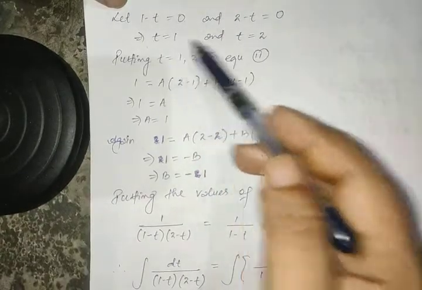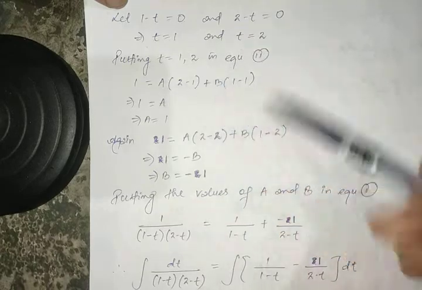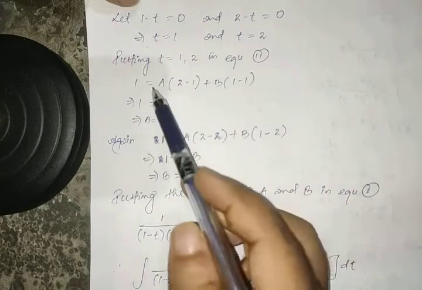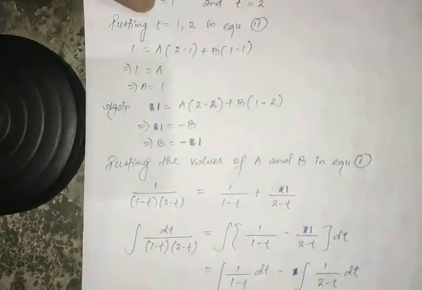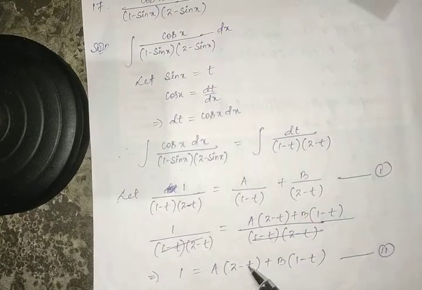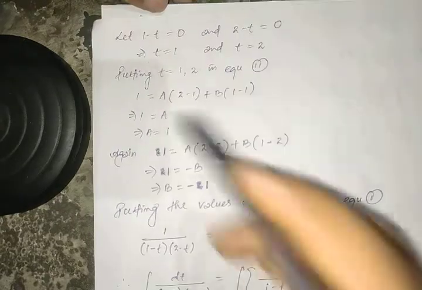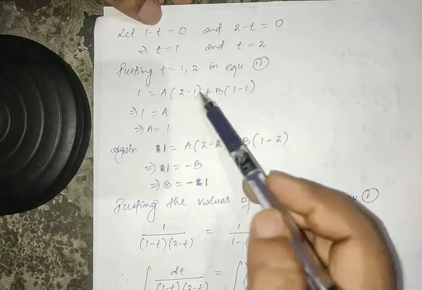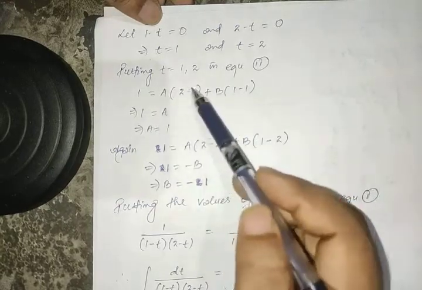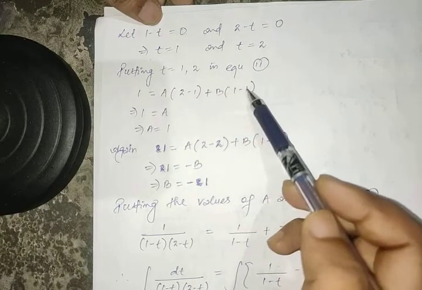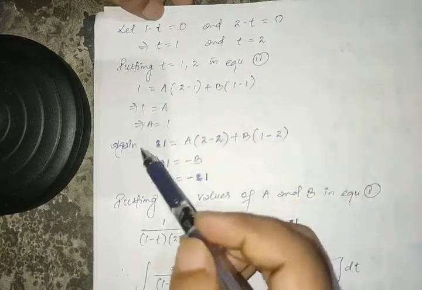So now we'll put the values of t in equation 2. So first let us put for 1. Putting t equal to 1, what we'll get? 1 equal to a into 2 minus 1 plus b into 1 minus 1. So this part 2 minus 1 is what? 1. 1 into a is a, and this part will be 0. 1 minus 1 is 0, 0 into b is 0. So we'll get a equal to 1.